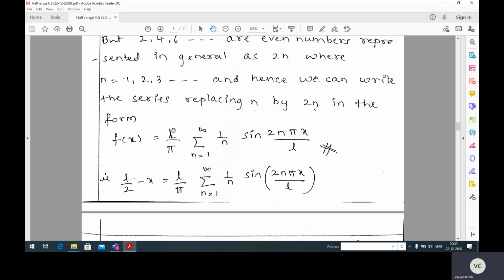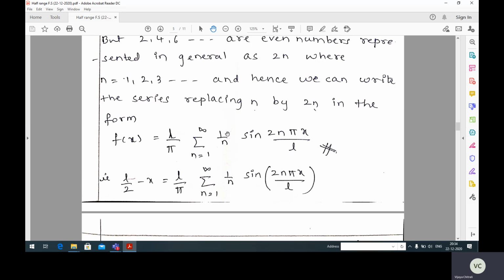So f of x is equal to L by pi, summation n is equal to 1 to infinity, 1 by n sine 2n pi x divided by L. So f of x, which is L by 2 minus x, is equal to L by pi, summation n is equal to 1 to infinity, 1 by n sine 2n pi x divided by L.